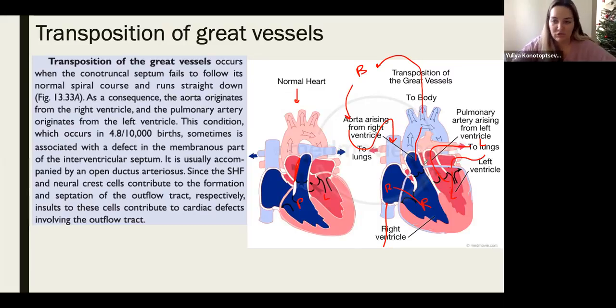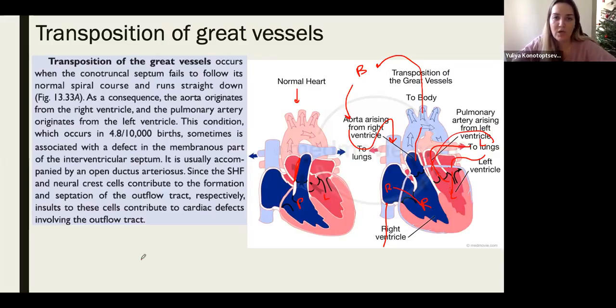Is this fatal? Absolutely, right? So the moment the child takes the first breath, all of this oxygenated blood will return back to the lungs. It doesn't go to the rest of the body, right? Because the aorticopulmonary septum is straight there. So as a result, the two circulations are fully disconnected from one another. So this one is fatal.